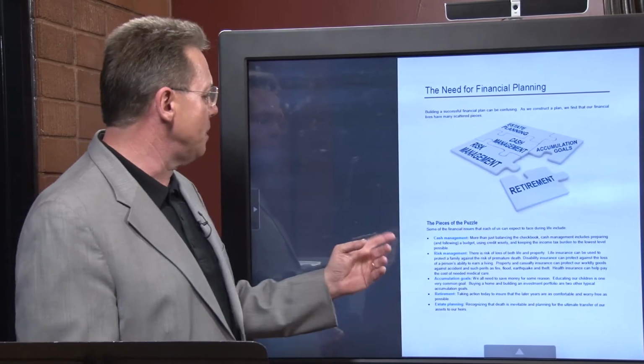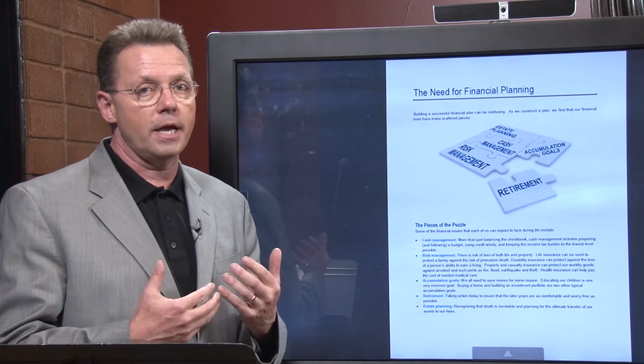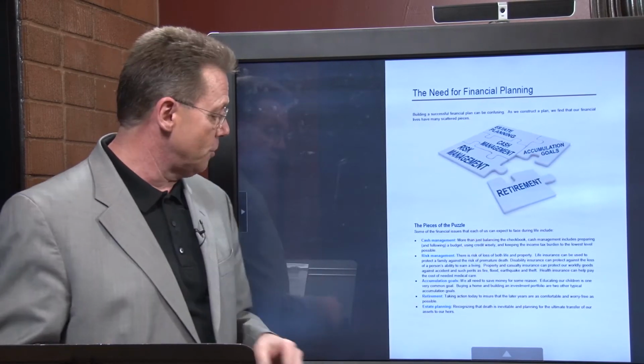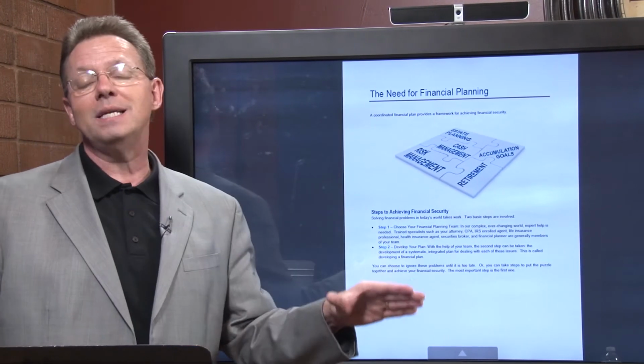So when I'm looking at the pieces of the puzzle, I'm looking at cash management, I'm looking at risk management, which is one part of life insurance for indemnification. I'm also looking at any accumulation goals, which life insurance could be used as a supplemental income retirement idea. It could also be accumulated goals and retirement goals, as I mentioned, and estate planning. I may need to protect my estate or to pay with discounted dollars of life insurance.